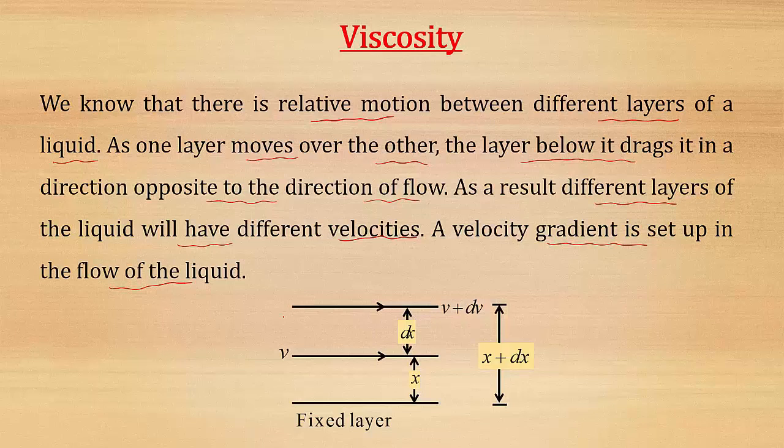You can observe there is a relative motion between the different layers. Let us consider first layer, second layer, third layer, as one layer moves over the other. The first layer is fixed here, leave it. The third layer is moving over the second layer. What happens now? When it is moving over one another, the layer below it, this second layer, drags it, means it is pulling it in the opposite direction, so that velocity will be different for different layers. Because of that, velocity gradient occurs.